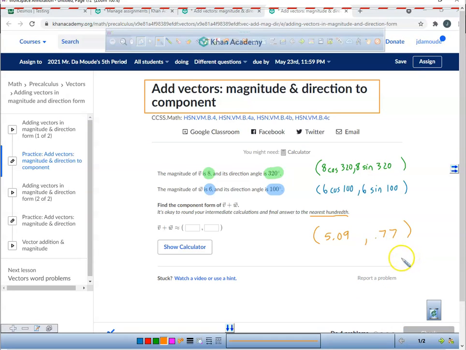If you're hearing thumping in the background, that's people working outside my door. It's not me. See if this works. Please work. 5.09, 0.77.